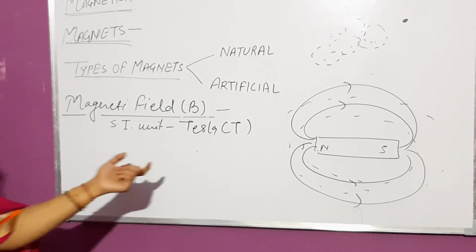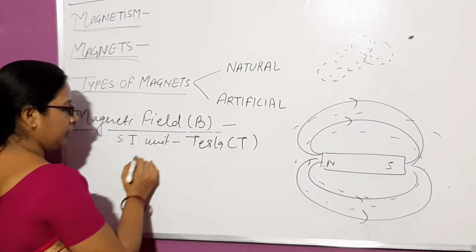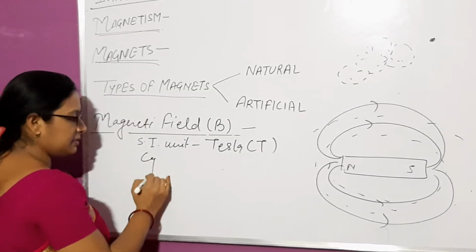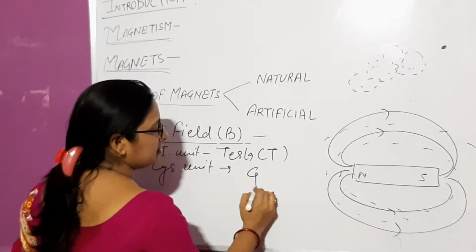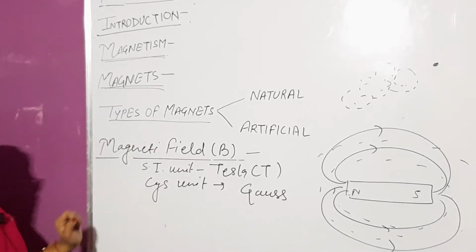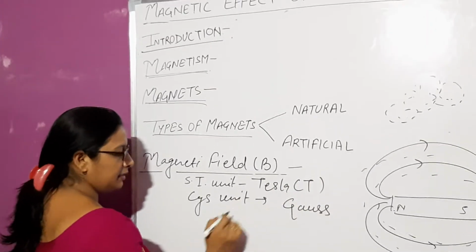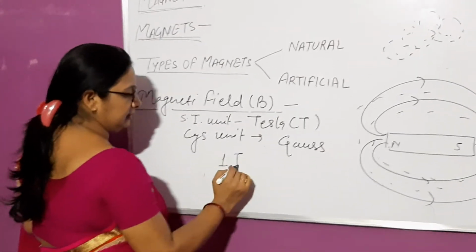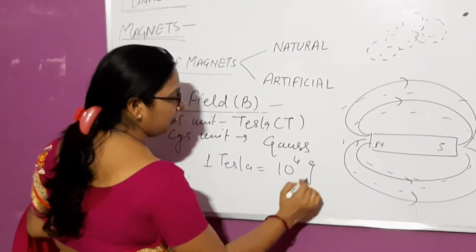It is not given in NCERT, but you should know. And one more unit, the CGS unit. The unit of magnetic field in CGS is Gauss. Oersted is also a CGS unit of magnetic field, and the relation is 1 Tesla equals 10 to the power 4 Gauss.